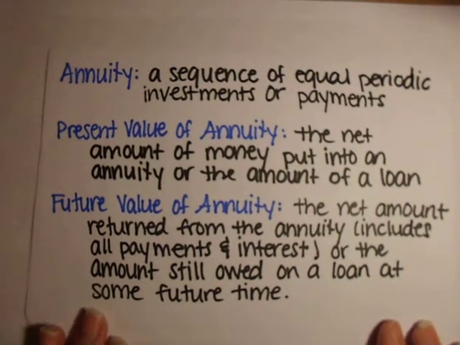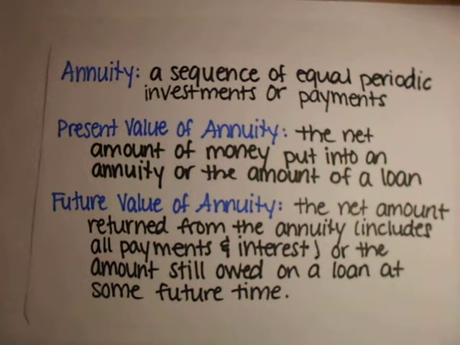Annuity is a sequence of equal periodic investments or payments. Present value of annuity is the net amount of money you put into an annuity or the amount of a loan. The future value of annuity is the net amount returned from the annuity and includes all payments and interest, or the amount still owed on the loan at some future time.